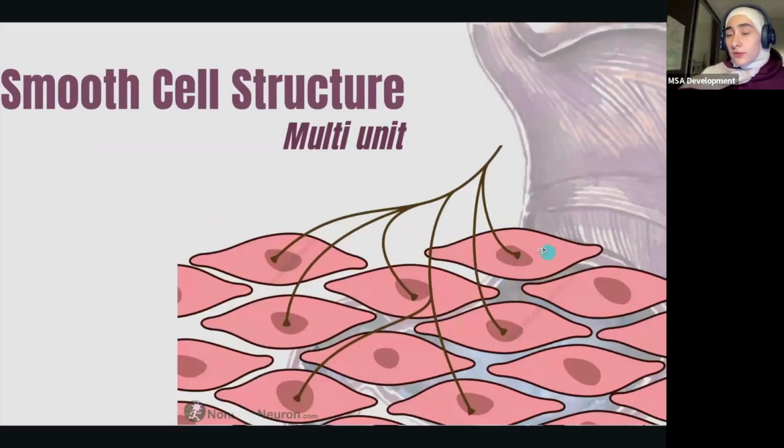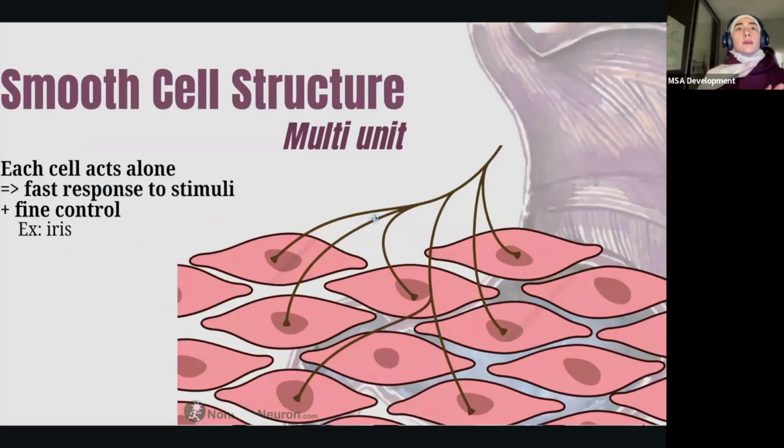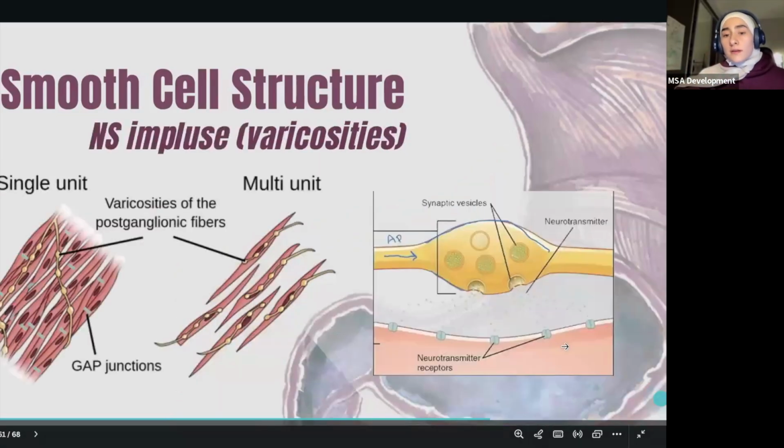Now, our multi-unit ones each receive their own nerve impulse. This allows this cell to contract on its own without the other ones. And the reason you want a multi-unit is for a quick response to stimulus. If this cell receives its own impulse at the same time that this one does, and this one does, that is a very quick response to the stimulus, rather than having this one receive the stimulus, then the stimulus goes to that one, then to that one, and so on. So a multi-unit smooth muscle structure responds much faster to stimuli than a single unit one. This is the one you see in your iris, in your eyes.